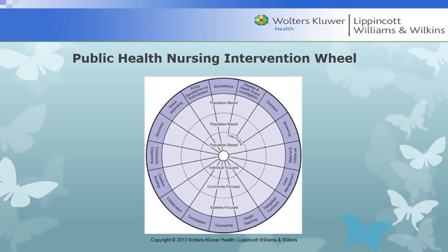The interventions included in the Public Health Nursing Intervention Wheel are listed in Table 2-5 on page 43 and 44. An example of an intervention included in this wheel is advocacy, where the nurse would plead someone's cause or act on someone's behalf.